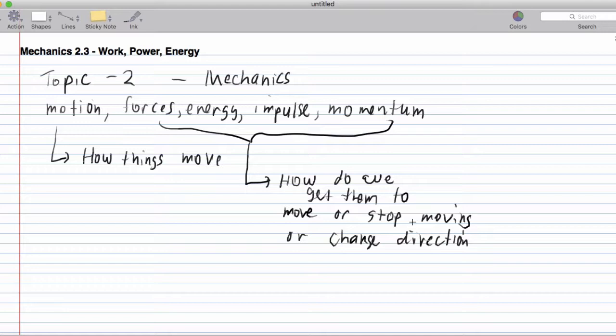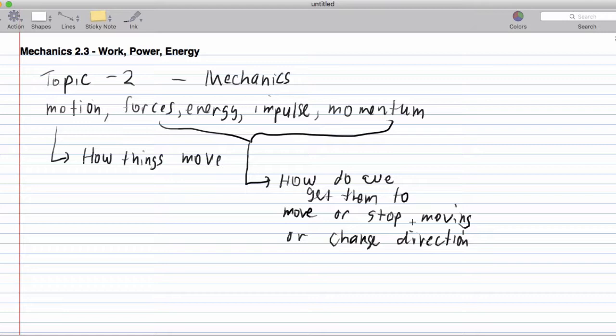So again, we're looking at things like velocity, acceleration, position, time. That's the description of motion. And then when we talk about forces, momentum, impulse, free body diagrams, and today energy, we're talking about, okay, how did I get the thing moving in the first place? Or if it was moving, how did I get it to change direction? How did I stop it?